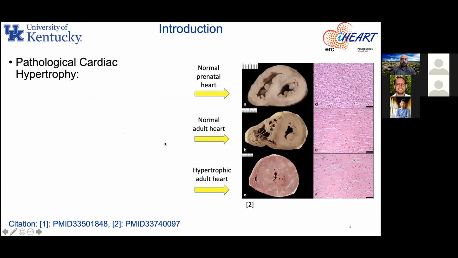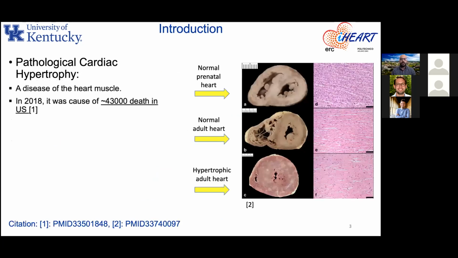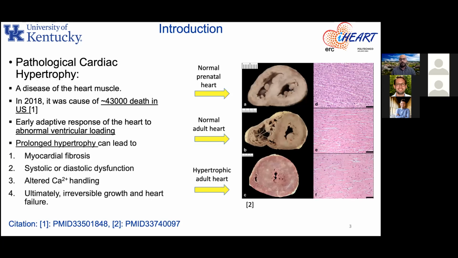Starting with some background, pathological cardiac hypertrophy, which has been recognized as the cause of death of nearly 43,000 US residents in 2018, is described as an early adaptive response of the heart to abnormal ventricular loading. So if the underlying cause does not resolve, the prolonged hypertrophy can lead to myocardial fibrosis, systolic or diastolic dysfunction, altered calcium handling, and ultimately it can lead to irreversible growth and heart failure.